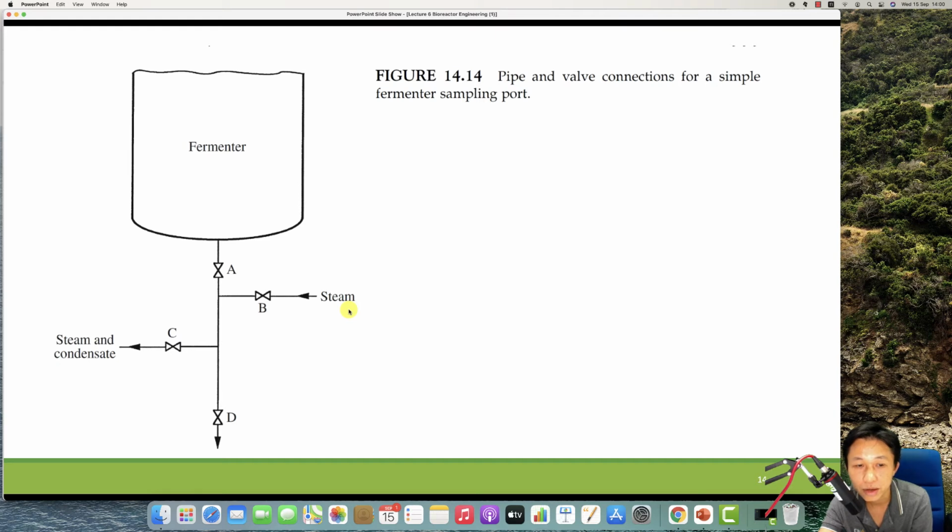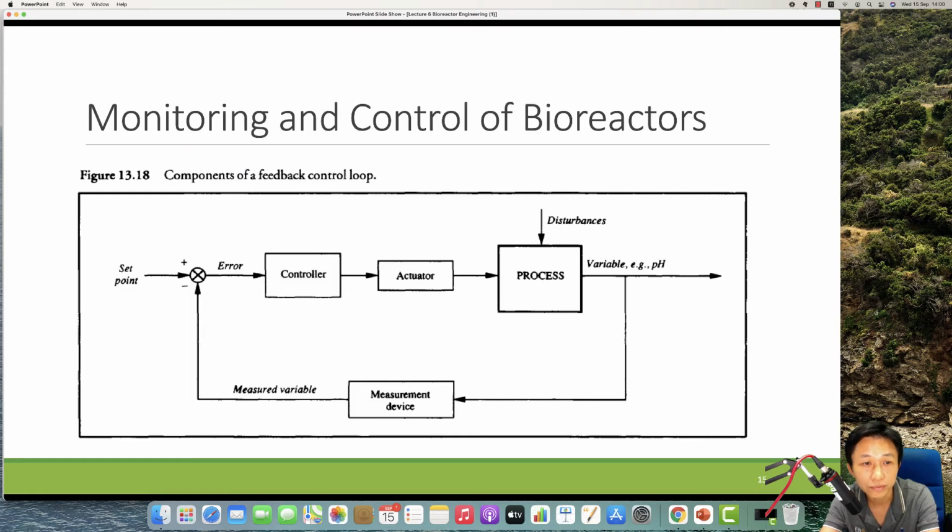Very high pressure, not very high. You should have some temperature and some pressure as well for the steam to clean the system before you take a sample. Otherwise, your fermenter is contaminated with bacteria or something that you don't want to grow inside.